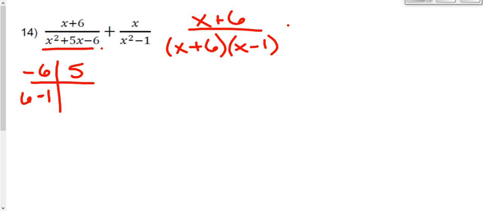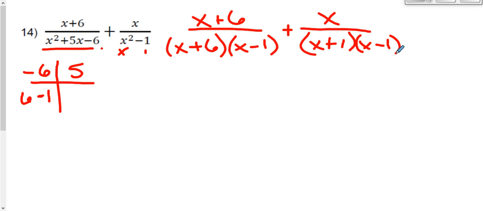Now on the next fraction, we're going to factor that denominator as well, and this time it's a little easier because this is a difference of squares. X is being squared in front, 1 is being squared in back, which means my factors are x plus 1 times x minus 1.